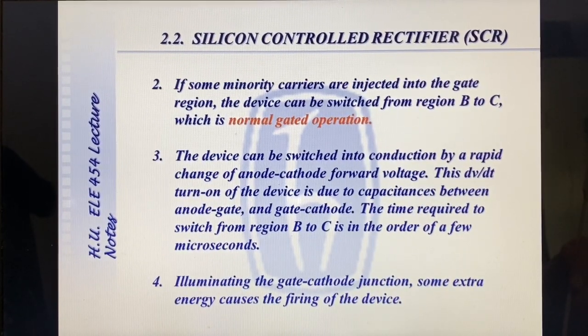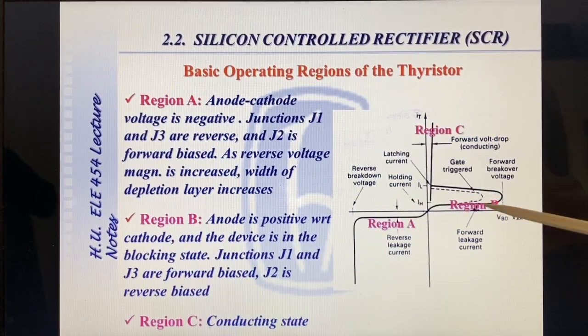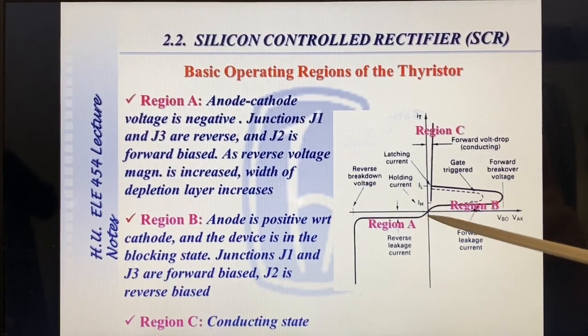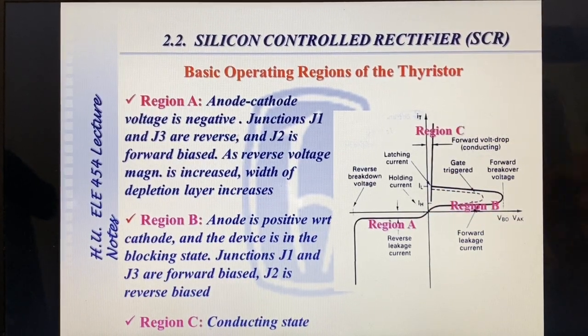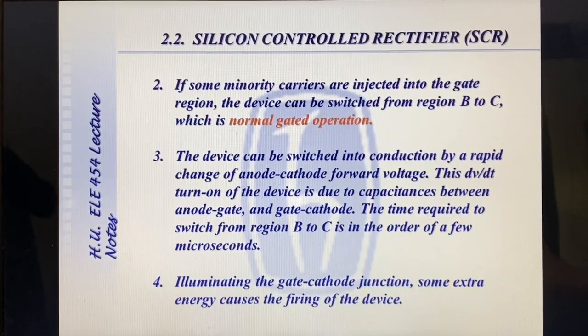If some minority carriers are injected into the gate region, the device can be switched from region B to C, which is the normal gated operation. As you see here, if the gate is triggered, if gate current is further increased, you will obtain a diode-like forward conduction characteristic. This is the desirable normal gated operation.